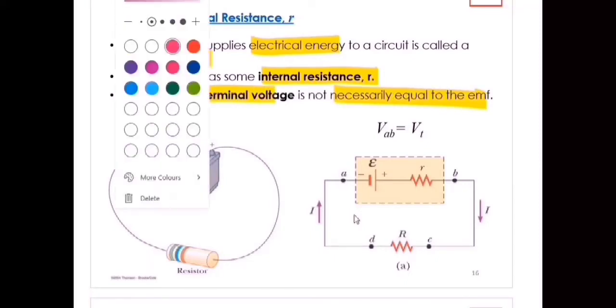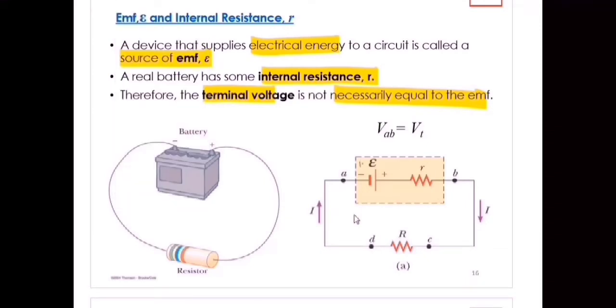So for example, the battery is labeled as 1.5 volts. But when we put a voltmeter across it, we do not get the reading of 1.5. Maybe we will get a reading of 1.4 or even below.